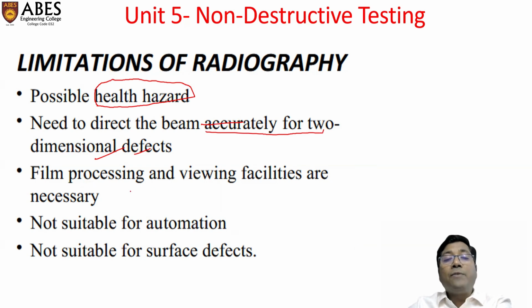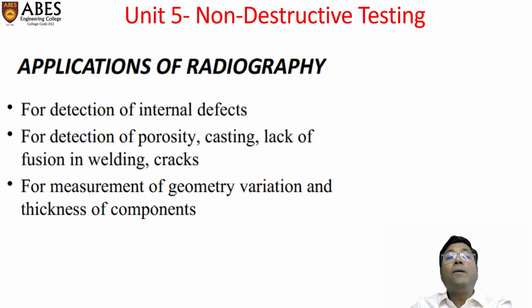Film processing and viewing facilities are necessary. The development of film, processing and viewing facilities are also required to have the results measured. It is not suitable for the automation process, and also not suitable for surface defects. It is only for hidden flaws or inside depth flaws.